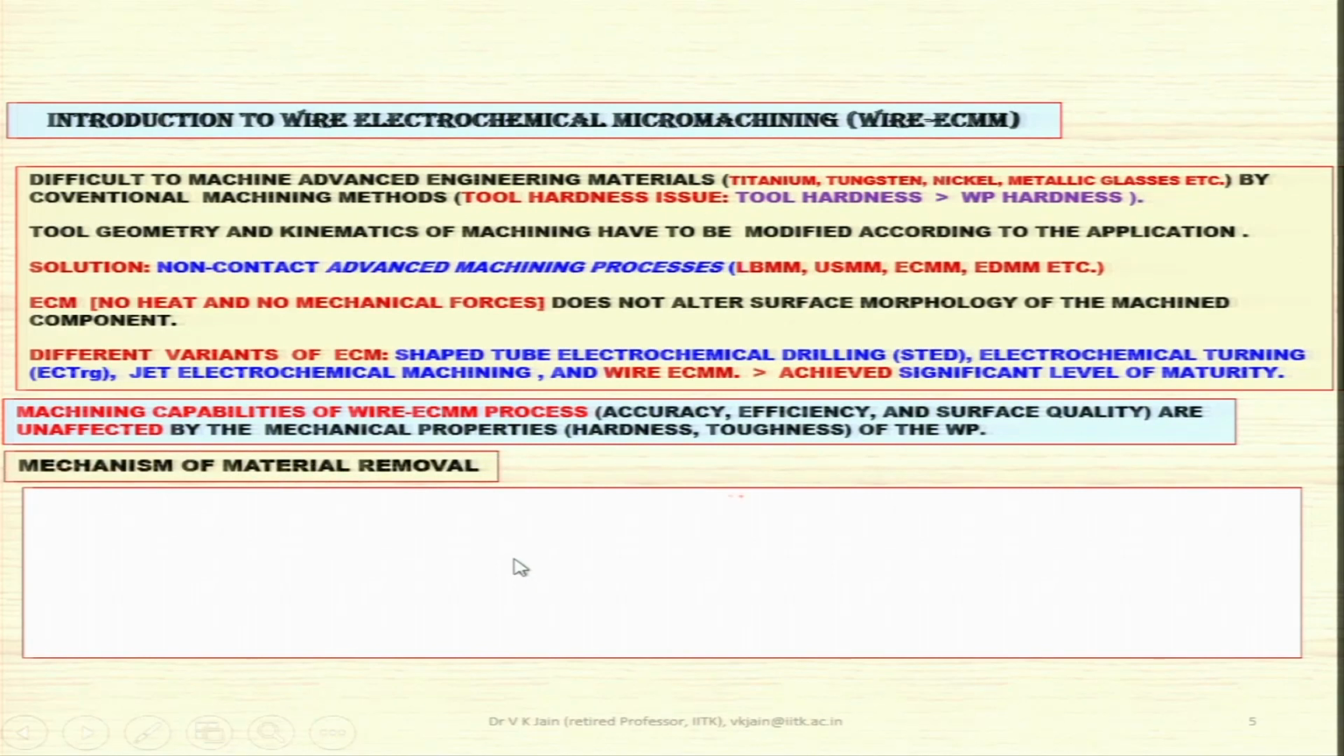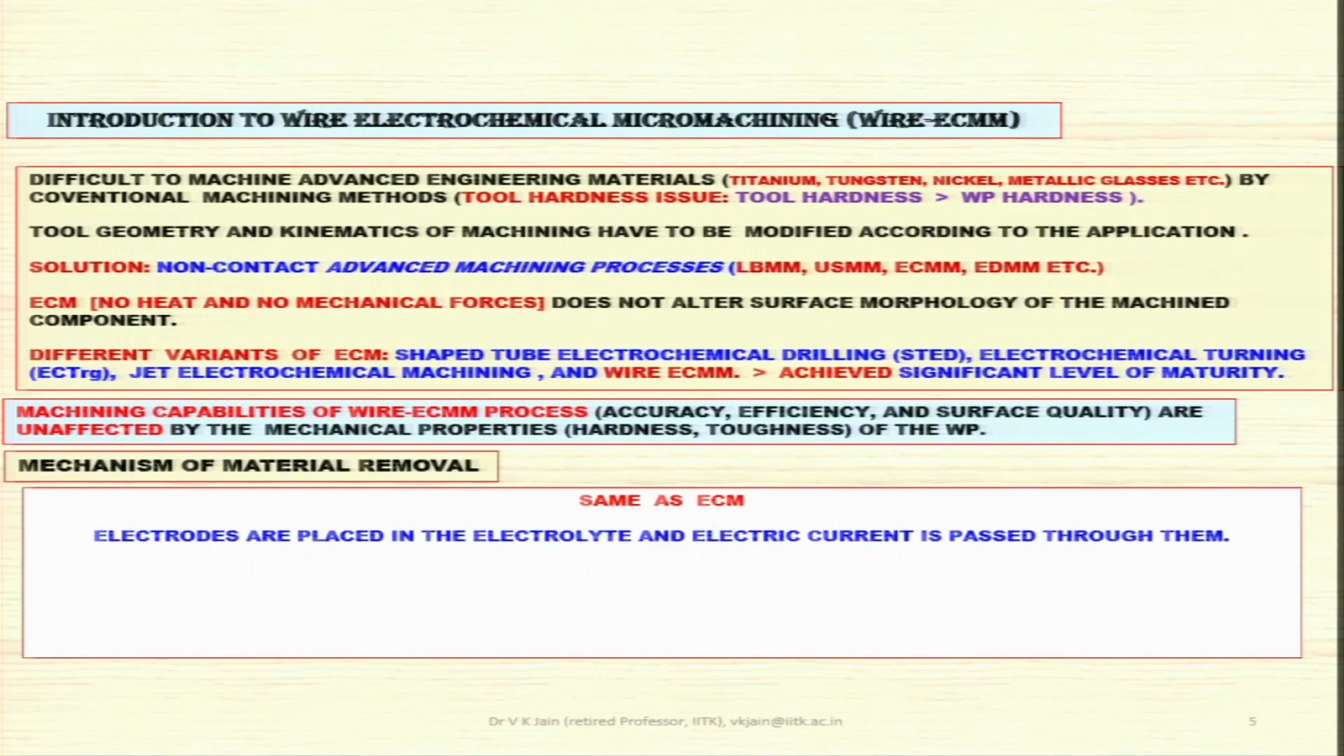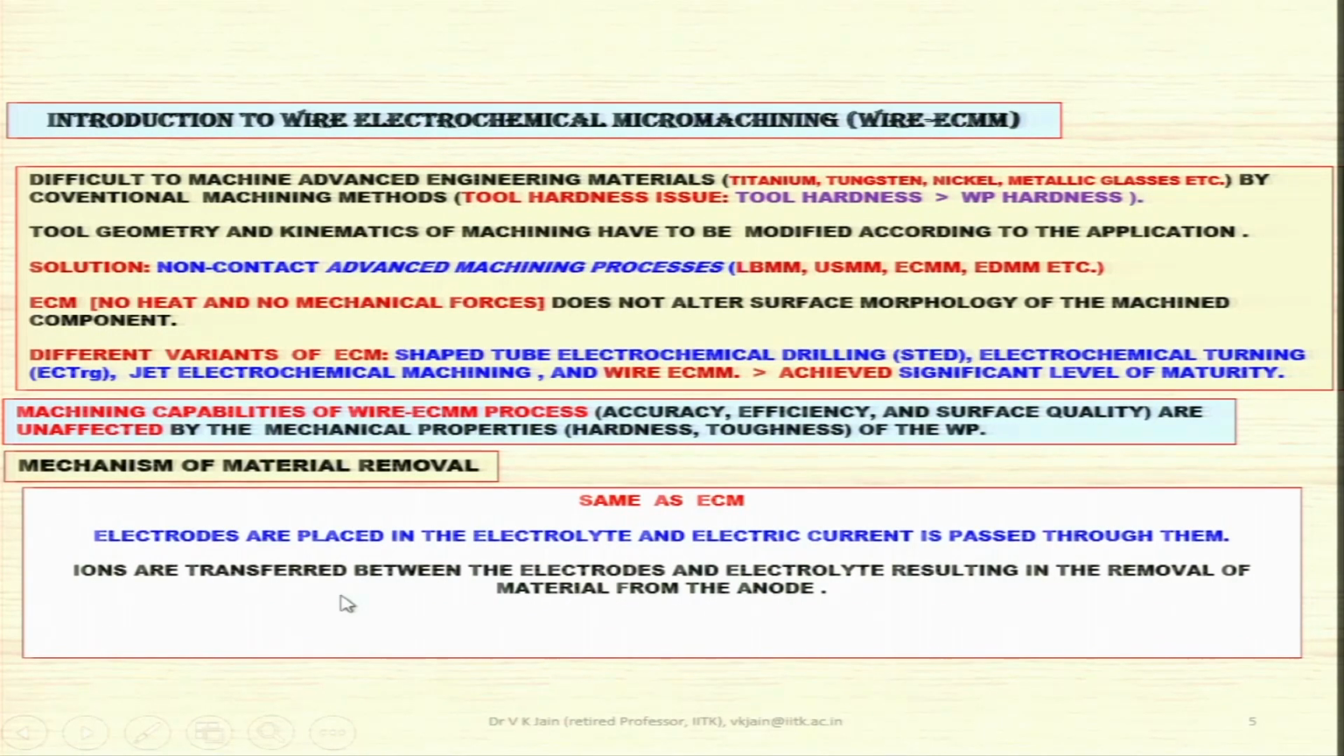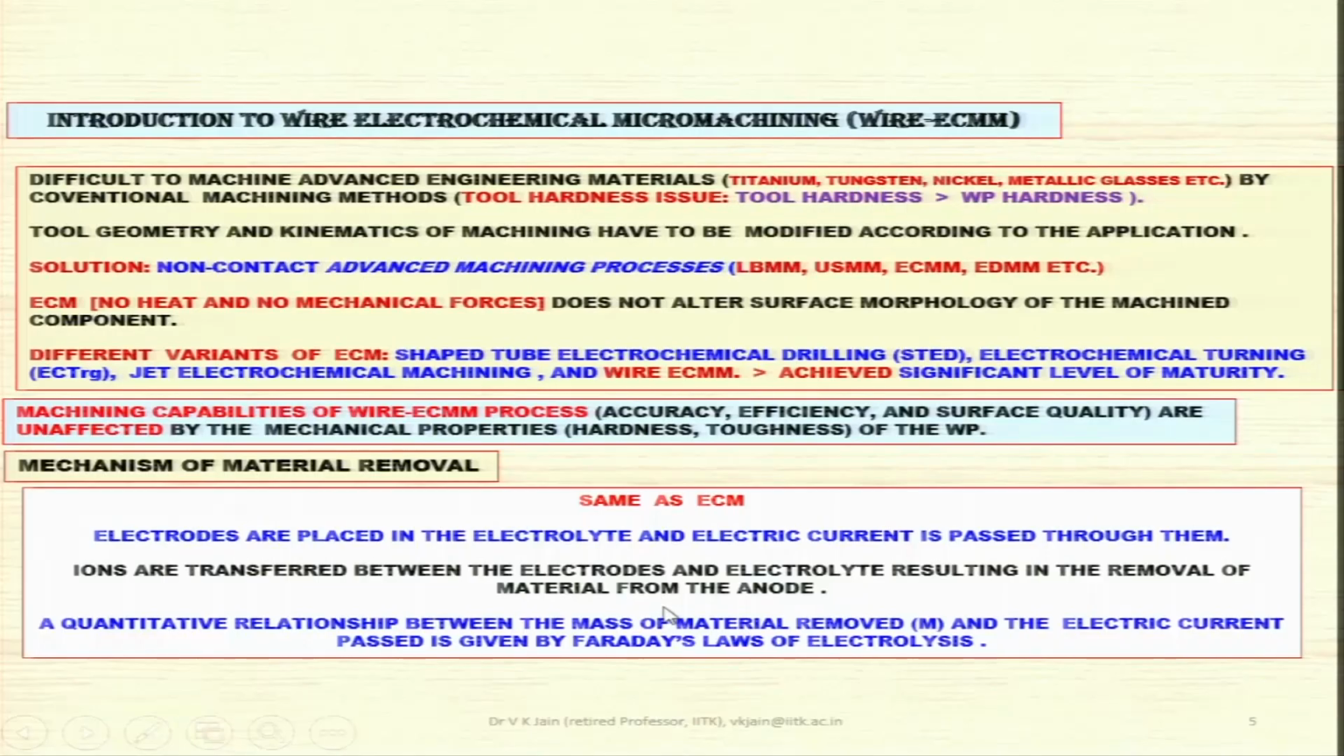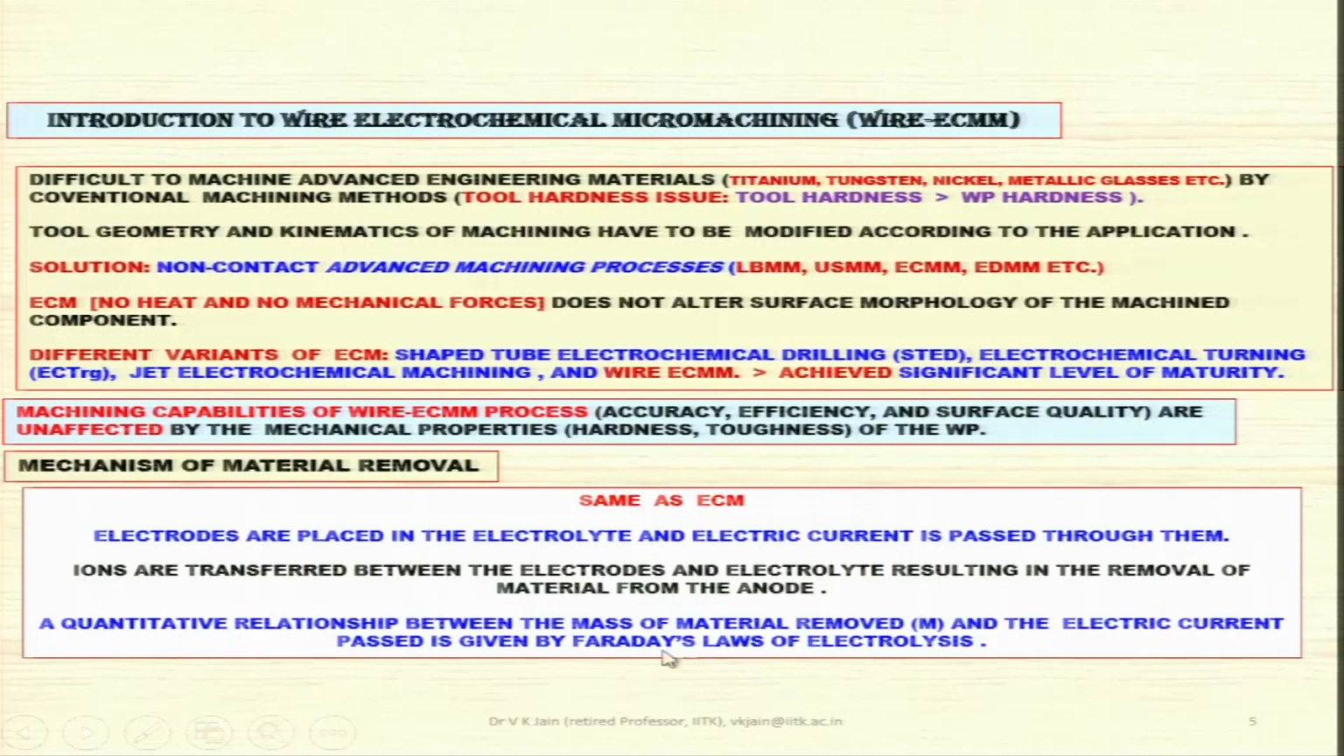The mechanism of material removal is the same as the mechanism of electrochemical micromachining and electrochemical machining. So some of the things may be repetition as compared to ECM, so you have to bear it. Electrodes are placed in the electrolyte and electric current is passed through them. Ions are transferred between the electrodes, that is anode and cathode, and the electrolyte, resulting in the removal of material from the anode. Please note it carefully: material is removed from the anode only, that is the workpiece, not from the cathode, that is the tool, and here the tool is wire. A quantitative relationship between the mass of material removed m and the electric current passed through the circuit is given by Faraday's law of electrolysis.